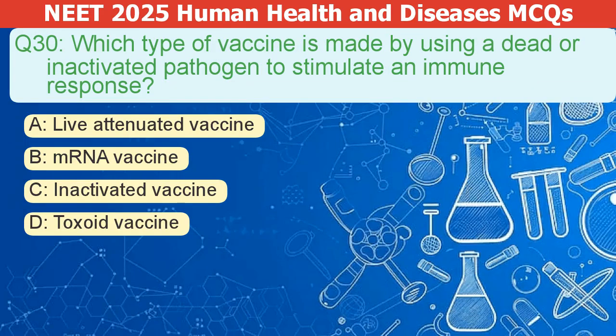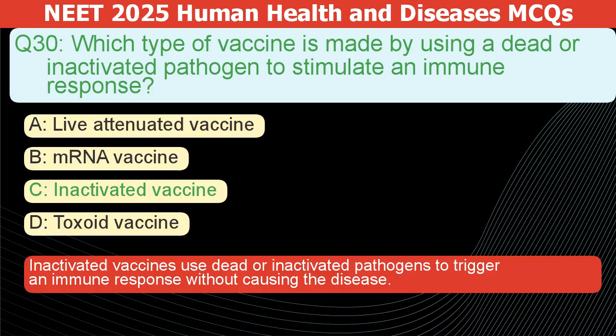Which type of vaccine uses a dead or inactivated germ to trigger an immune response? A. Live attenuated vaccine. B. mRNA vaccine. C. Inactivated vaccine. D. Toxoid vaccine. The correct answer is C. Inactivated vaccines use dead or inactivated pathogens to trigger an immune response without causing the disease.